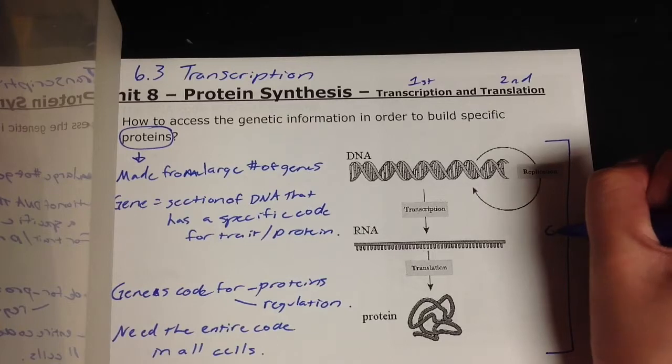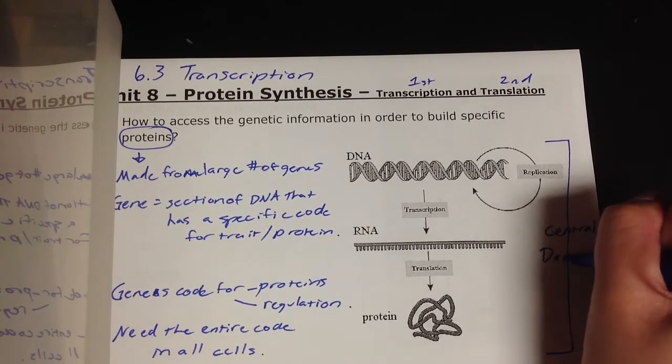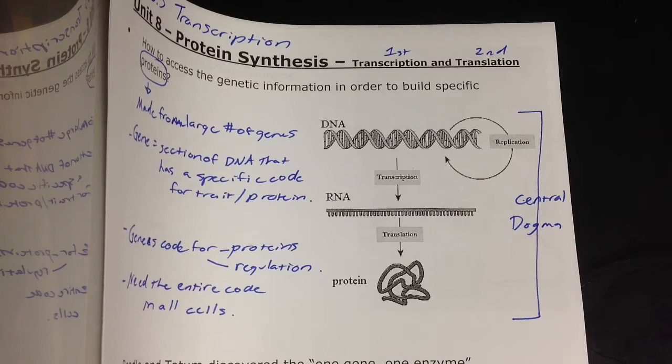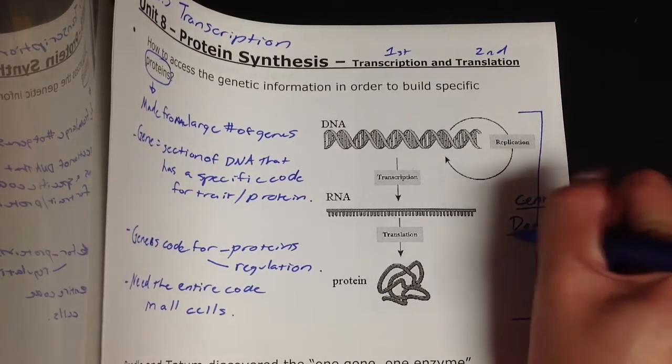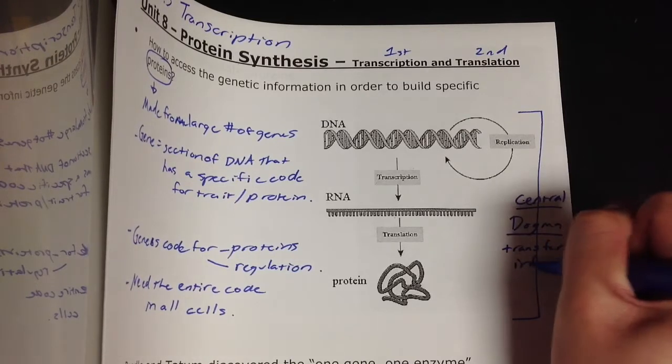This picture right here is very important because this picture, the entire picture, describes what's known as the central dogma. The central dogma. And so the central dogma is basically talking about the transfer of information.